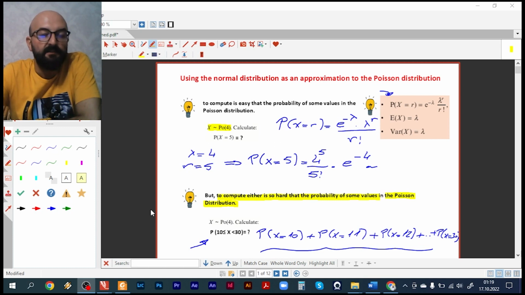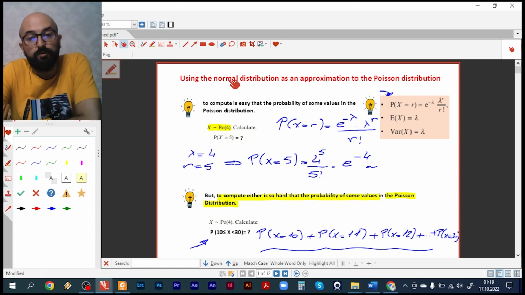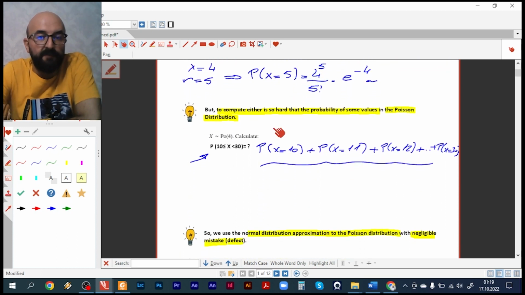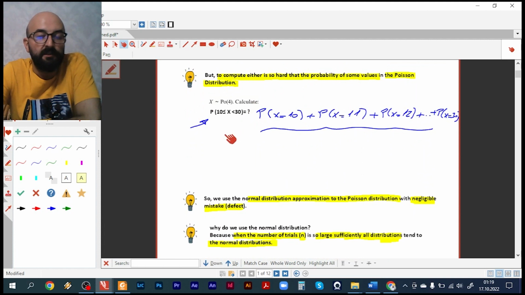Now, in this lesson, I want to give a brief summary about using the normal distribution as an approximation to the Poisson distribution. Please remember that in the last lesson, we learned to use the normal distribution instead of the Poisson distribution. We can use the normal distribution under some situations instead of the Poisson distribution.